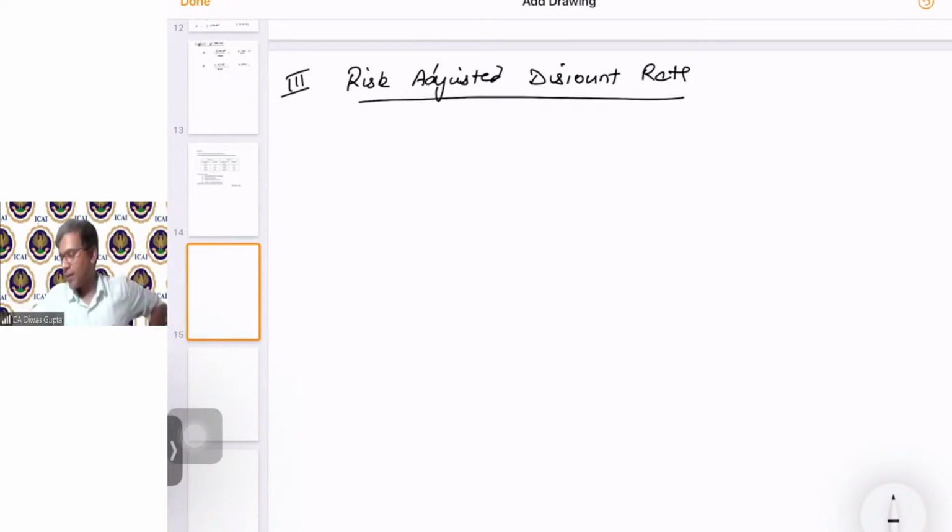Everyone, please focus here. Risk adjusted discount rate. Now in your capital budgeting calculations, you would have always used one discount rate, basis which you would have calculated the present values.